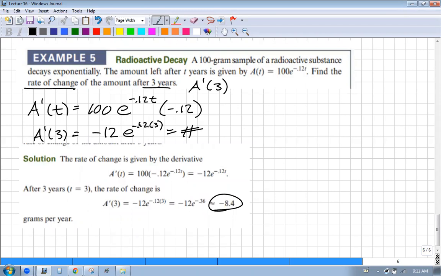That's the rate of change. And it's in grams per year, right? Because t is in years, right? A prime is change in A with respect to time. This is in grams. T here is in years. So your answer is in units of grams per year.